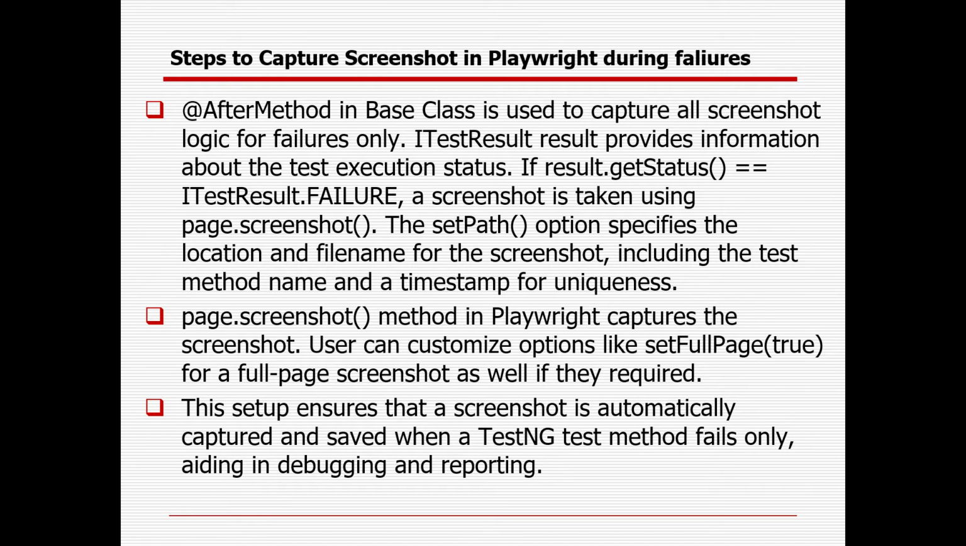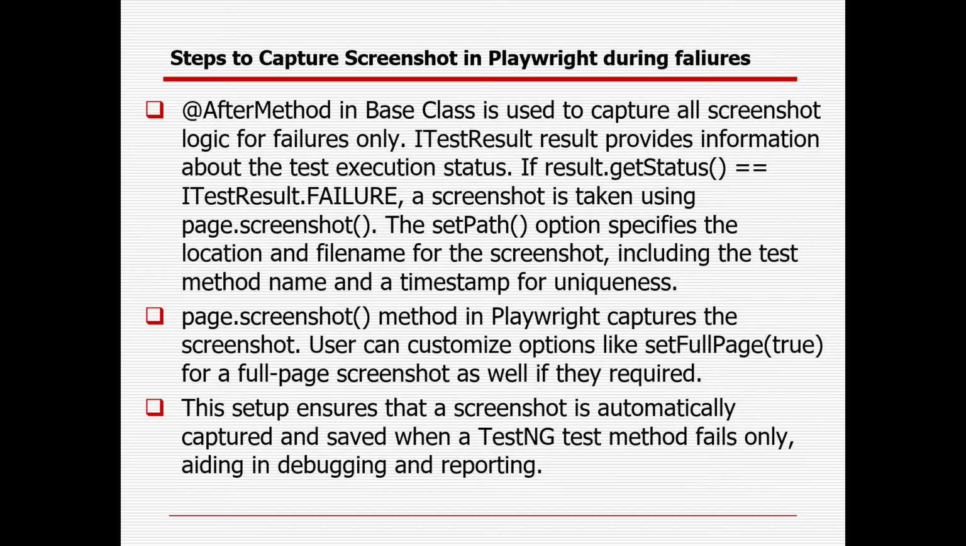So the after method in the base class is used to capture all the screenshot logic for failure only. The ITestResult, the result variable, provides information about the test execution status. If result.getStatus equals ITestResult.FAILURE, a screenshot is taken using the page.screenshot method. The setPath option specifies the location and the file name for the screenshot, including the test method name and a timestamp for uniqueness.